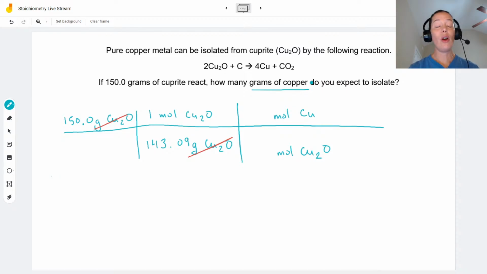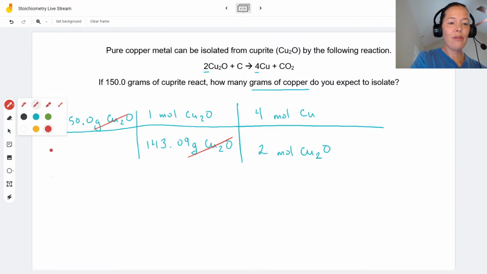So now I need to know what the stoichiometric coefficient is in front of each of those molecules. I have a 2 in front of my Cu2O, and I have a 4 in front of my copper. So that is my mole ratio. Until you get really comfortable, I do like putting these numbers in after you've put your units in. Again, it's really, really common to get these ratios flipped. And then obviously here, instead of multiplying by 2, you'd be dividing by 2, and it's very frustrating when you get that answer wrong.